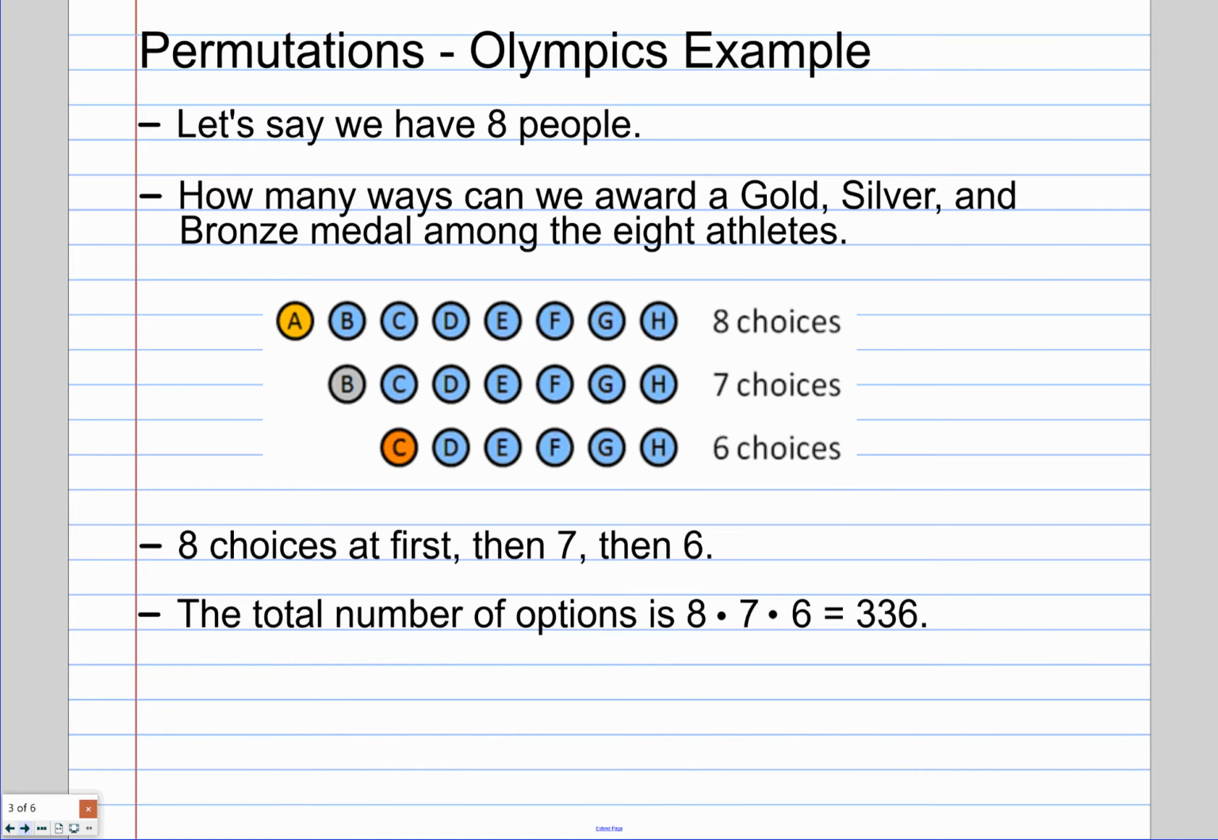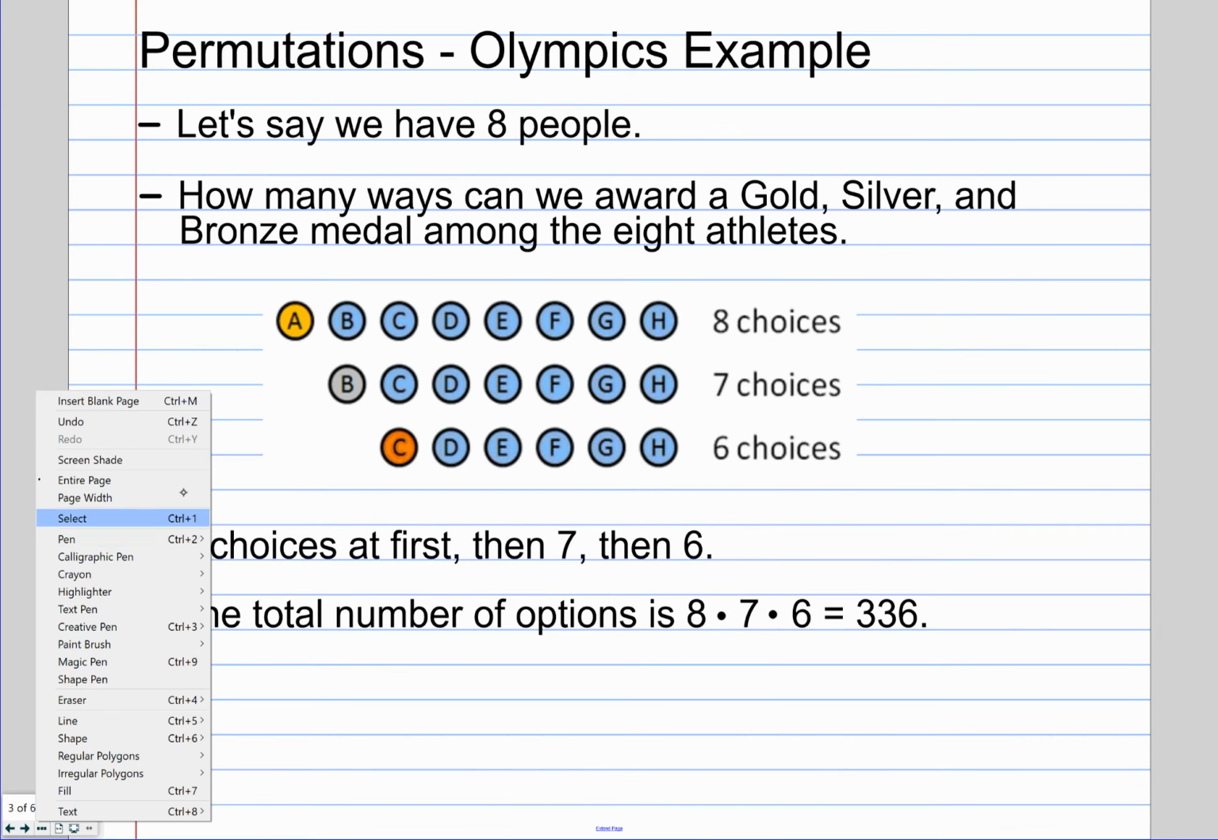So let's do an example. There's some room at the bottom here if you want to write it down. You don't have to. You can also just listen and enjoy. But I have an example here of a permutation, and it's an Olympics example. So we have 8 runners. Can we use runners? Okay. And we want to award gold, silver, and bronze. So what I want to do is get my 8 runners.